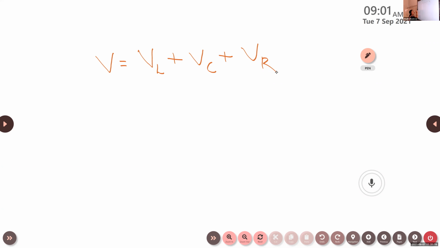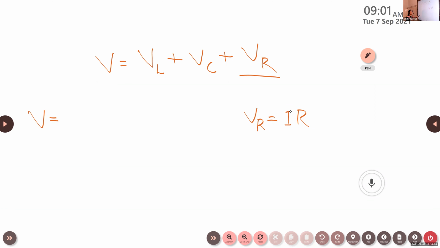Again, what is the expression for the potential generated in an inductor? We know that in the case of a resistor, according to Ohm's law, V is equal to IR, current into resistance. The product of current and resistance gives the potential.